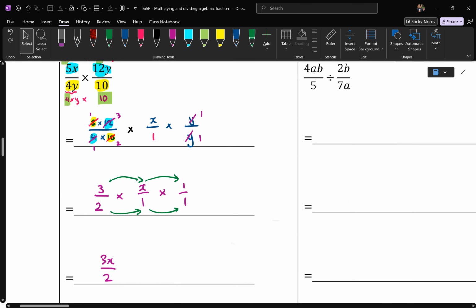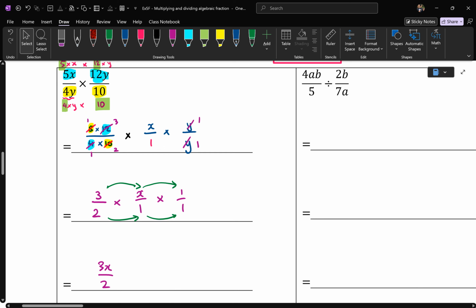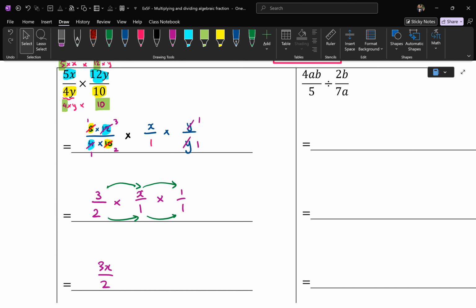Okay, so when you're not simplifying it early, you'll likely get 60xy over 40y, which is terrible. Okay, the numbers get too big and then you give up. So you want to reduce ASAP. The earlier you do it, the better. That's the skill you're trying to practice.